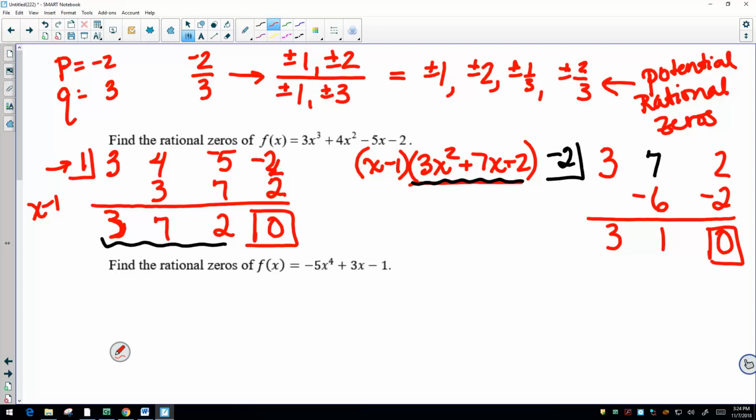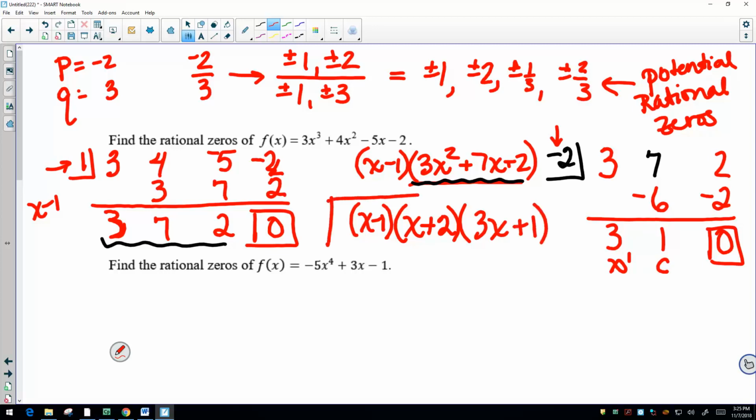So now think about what we have. We had that factor from the first time. We just showed that x equals -2 is a 0, which means that a factor would look like x plus 2. Now think about what we have left over. Down here, here's my constant, here's my x to the first. So that's showing me 3x plus 1. So we have just factored out that entire function, and we were able to find all of the zeros.